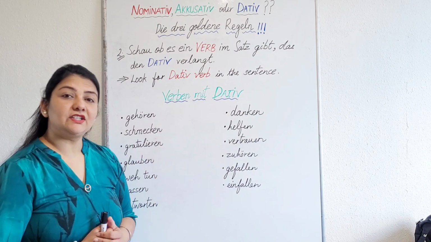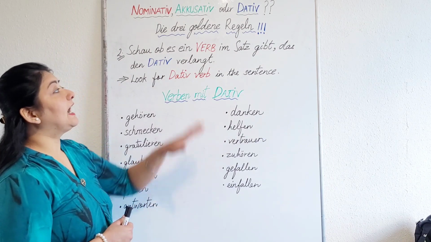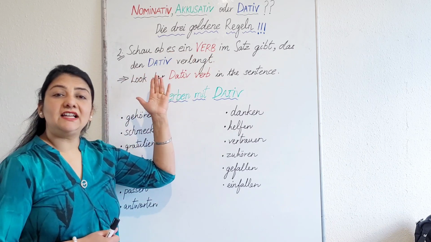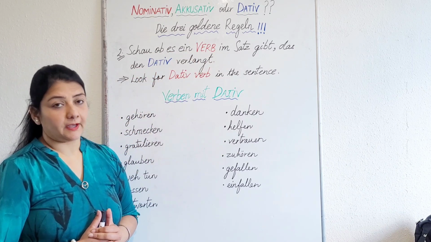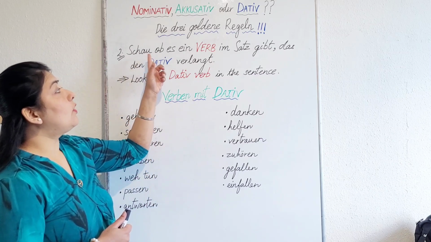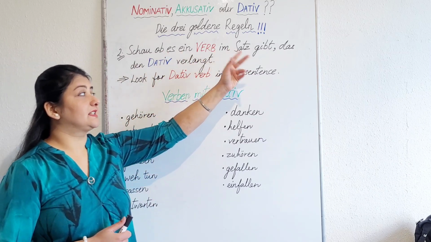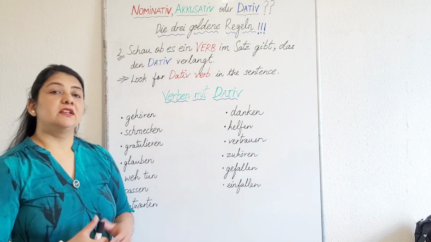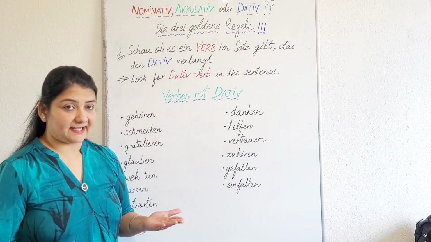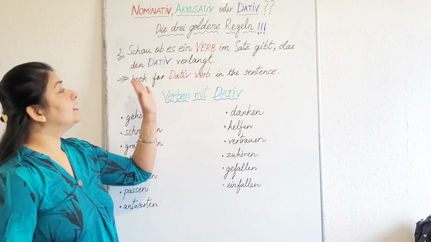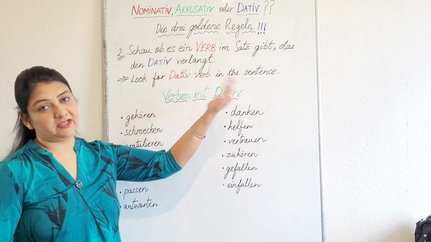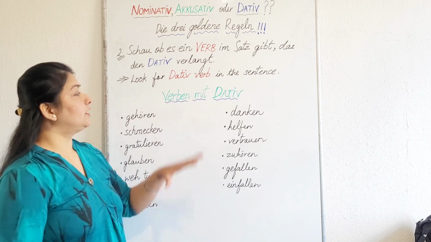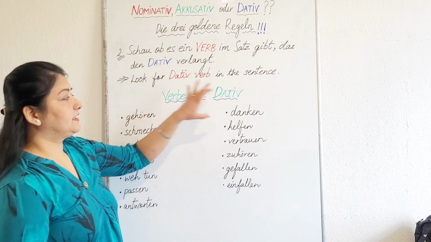Und im zweiten Schritt suchen wir nach einem Verb im Satz, das eine Dativergänzung braucht. Ja? Also schau, ob es ein Verb im Satz gibt, das den Dativ verlangt. Ja? So when you have no preposition in a sentence, then look if there is a dative verb in a sentence or not. So look for dative verb.